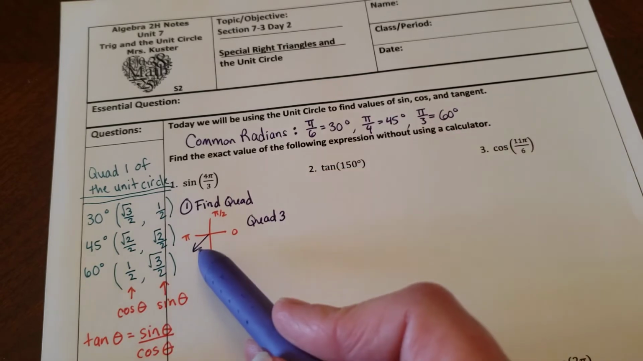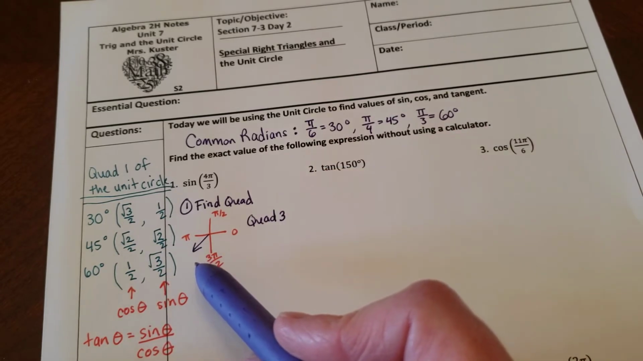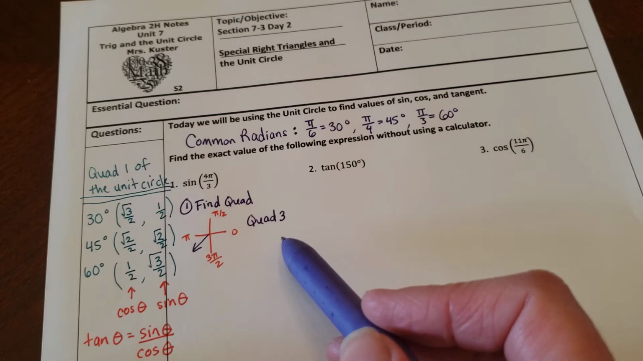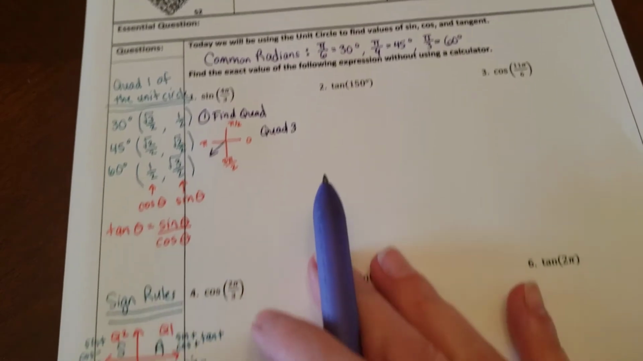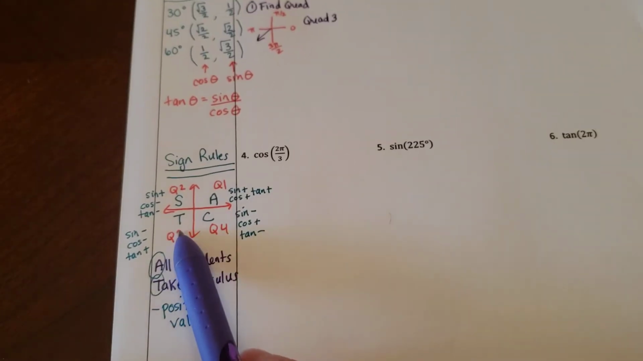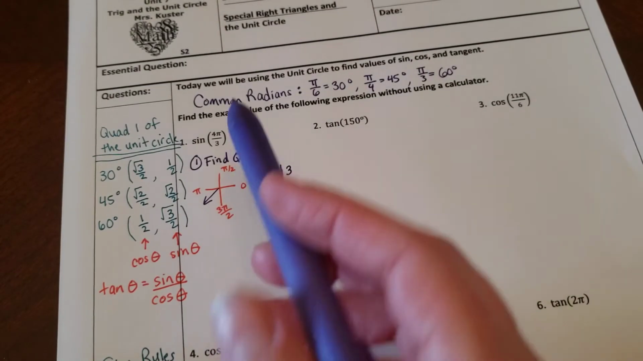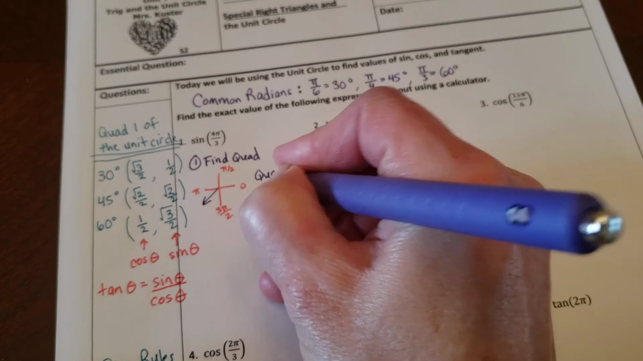And the reason we want to know this is quadrant 3 is because the next step is to figure out what the sign is in quadrant 3. So for quadrant 3, only tangent is going to be positive. So if I'm trying to figure out the value of sine, I know that my sine value is going to be negative.